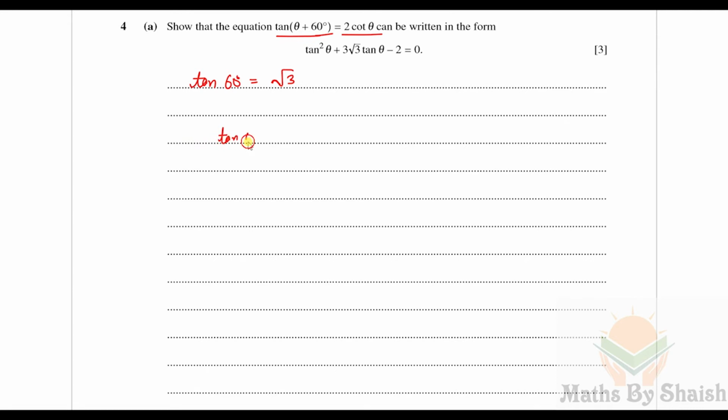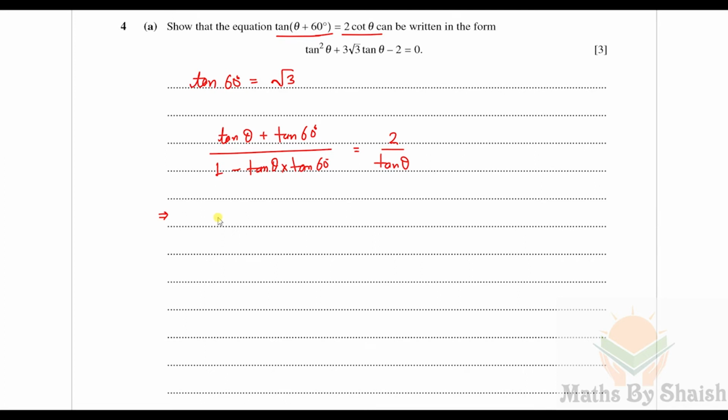tan a plus tan b, meaning tan theta plus tan 60 degrees, over 1 minus tan a into tan b, that is tan theta into tan 60 degrees, is equal to 2 cot theta, and cot theta is 1 over tan, so it becomes 2 over tan theta. Now we will cross multiply and use the value of tan 60 degrees as root 3.